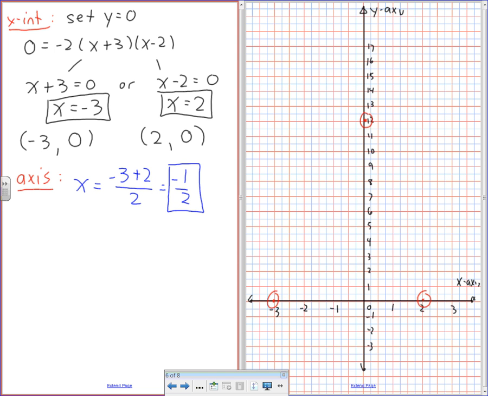So what I'm going to do is draw a little dotted line, like this. Oh, goodness. It's supposed to be straight, right? And right here, x equals negative 1/2 is the axis.